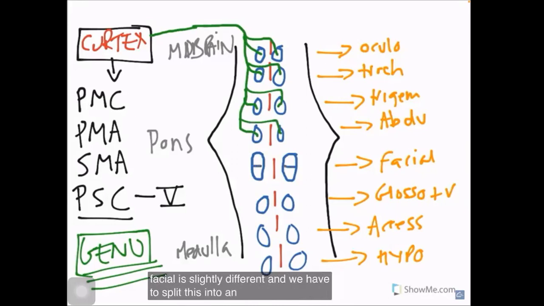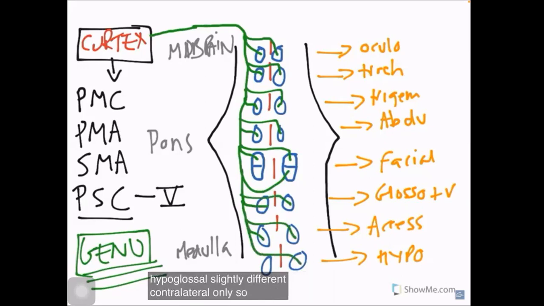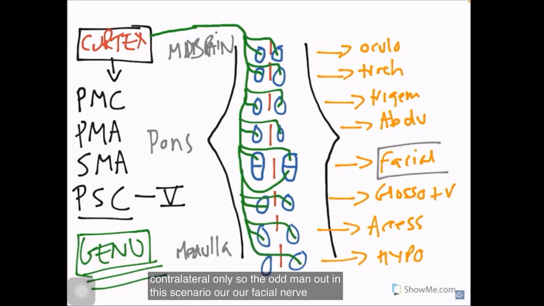As we come down to abducent, that's again bilateral. The facial is slightly different, and we have to split this into an upper facial nucleus and a lower facial nucleus. And the thing here is that while the upper facial motor nucleus has a bilateral innervation, the lower one is contralateral only. So that's definitely an important point to remember. Glossopharyngeus and vagus, bilateral, accessory, bilateral, and when we come down to hypoglossal, slightly different, contralateral only. So the odd men out in this scenario are our facial nerve and our hypoglossal nerve.